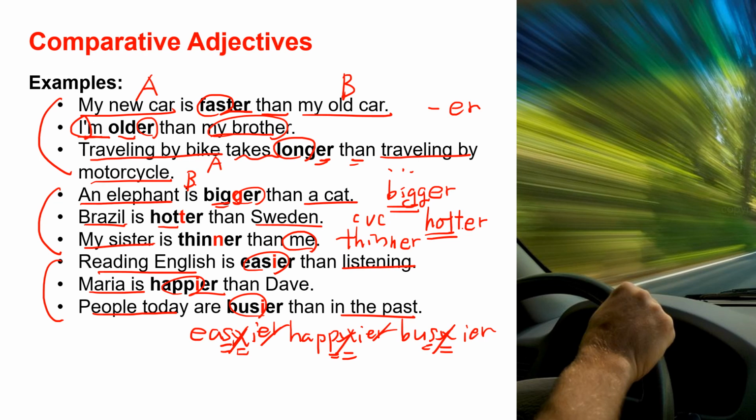Okay, let's go back to the sentences again. My new car is faster than my old car. I am older than my brother. Traveling by bike takes longer than traveling by motorcycle. And an elephant is bigger than a cat. Brazil is hotter than Sweden. My sister is thinner than me. Reading English is easier than listening. Maria is happier than Dave. People today are busier than in the past.